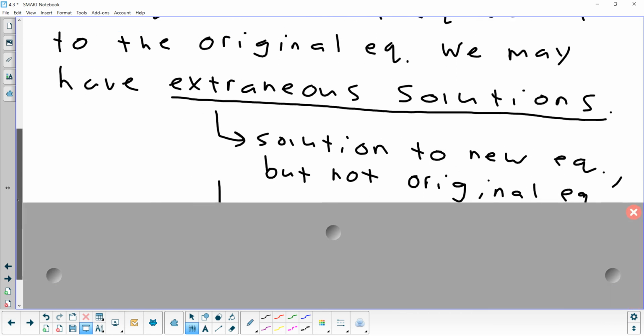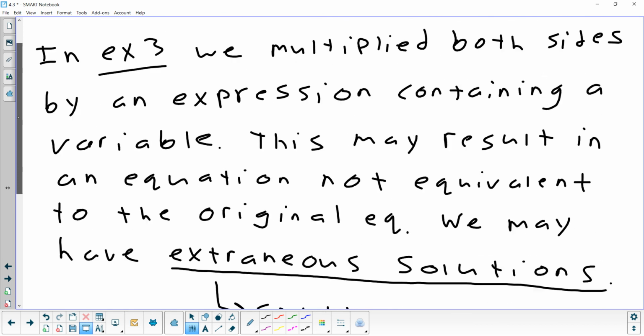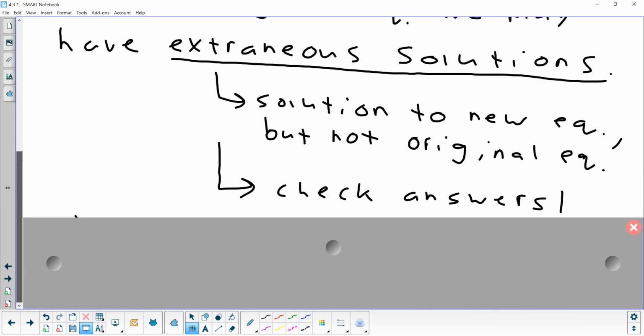I think I have a simple example I can show you in a second. Any question on that idea? This happens anytime you multiply both sides by a variable, so you need to check your answer. What usually ends up happening with an extraneous answer in these kinds of problems is that when you plug it back in, it will cause you to divide by 0, and we can't do that.